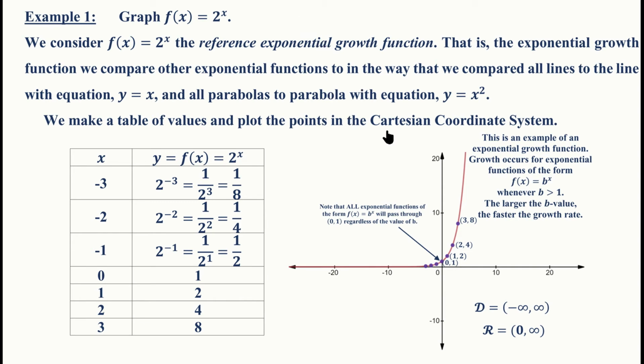Now, what's the significance of that? The significance is that if you have two outputs that are equal, that means they must have come from the same input. Because remember, with one-to-one functions, no two inputs have the same output. So if you have two values of b to the x that are equal, then the inputs must have been the same. Let's go back to the equation we were looking at a minute ago.